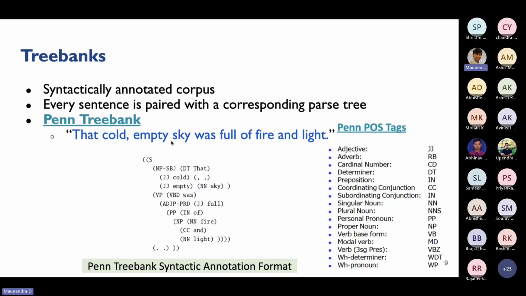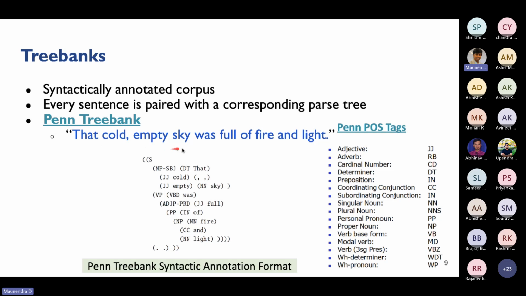So how do we judge whether the algorithms are doing correctly or not? There are different treebanks, which are data sets on which these systems can be evaluated. Treebanks are syntactically annotated corpora. What does it mean? It means that you have a sentence and its complete parse as part of the data set.